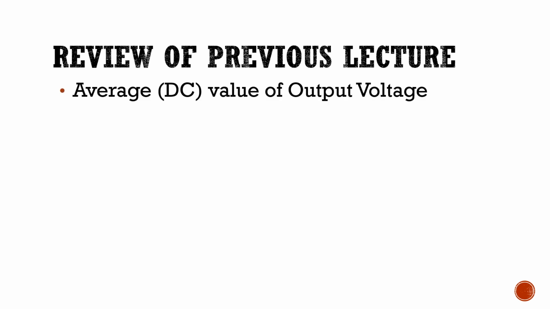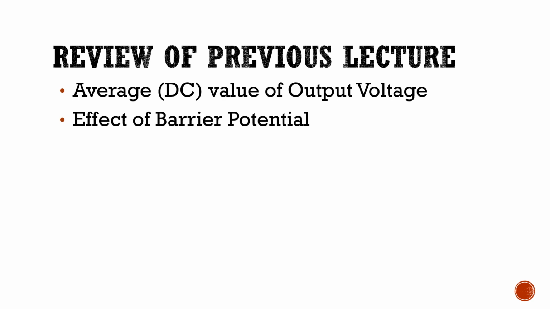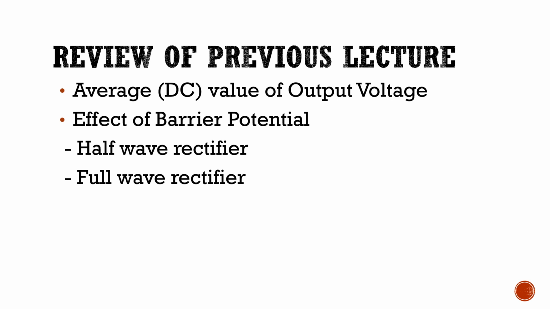First, we will have a quick review of our previous lecture. In your last lecture, you studied about the average or DC value of output voltage in a full wave and a half wave rectifier. You also understood the effect of barrier potential on a transformer coupled half wave rectifier, on a transformer coupled full wave rectifier, and on a transformer coupled bridge rectifier, and we also solved some example problems.